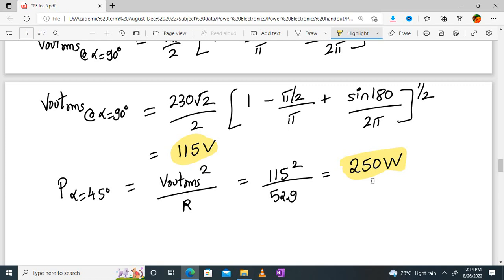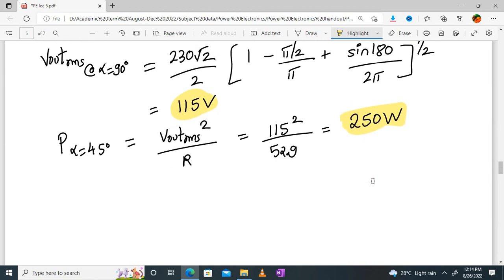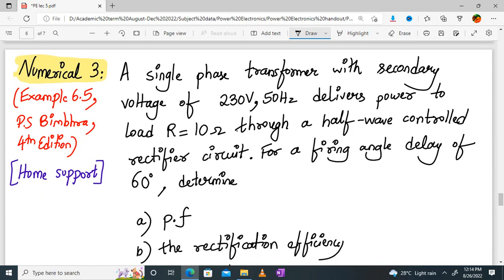Okay, completed. Now I will give you one numerical for home work. You can do that at home because it's a similar numerical and it's a solved numerical from Bimbhra. You can check your answers from there also, right? And after that, we'll immediately start with the test. So everyone completed up till here. So that will be all for today's lecture. But I will give one numerical. You write it down. Numerical number 3, home work numerical. You will complete it at home.